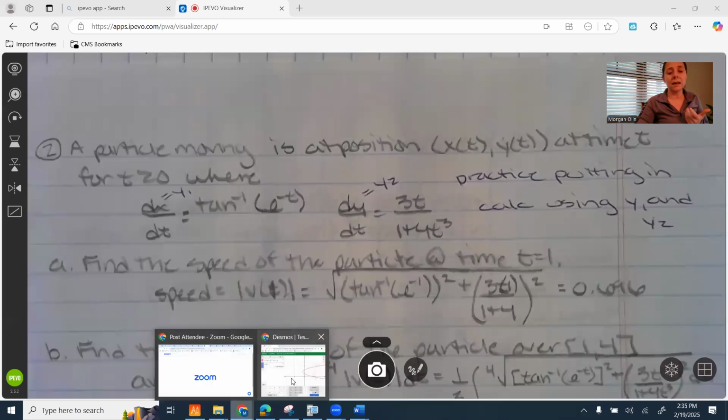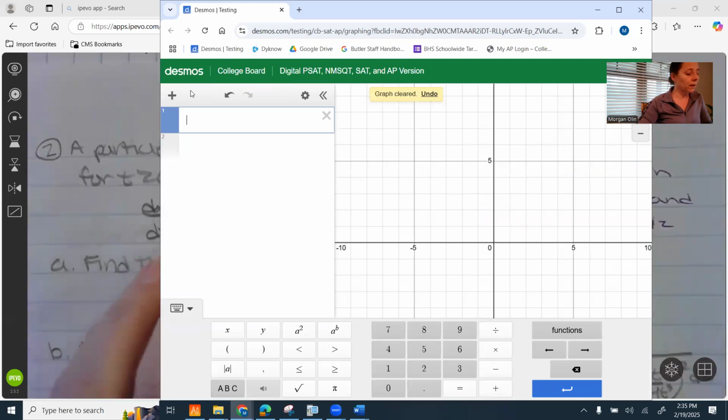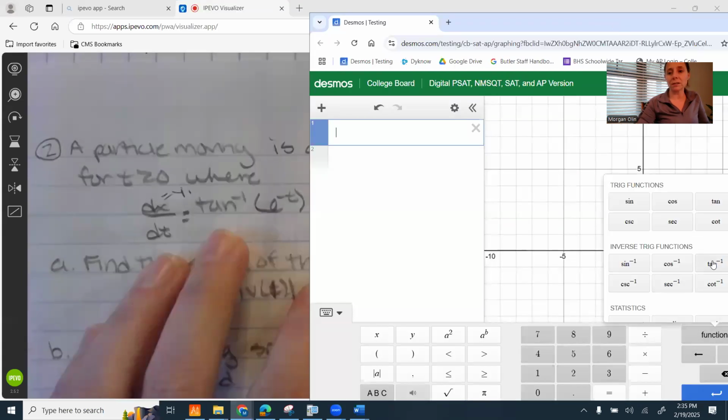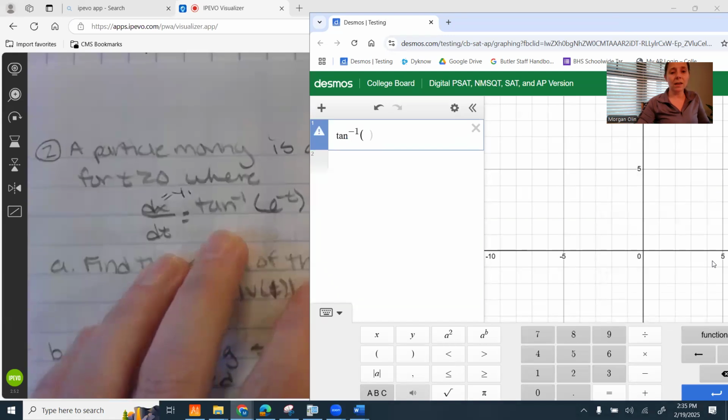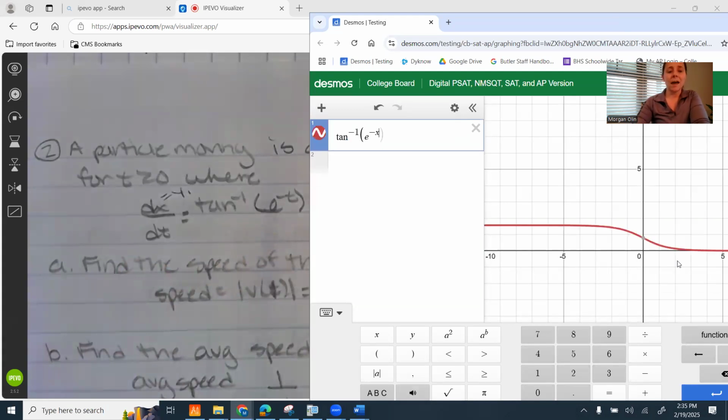Now, let's go. I want to do this in Desmos and see it. Okay, when we're plugging it in, we want to do tan inverse. Okay, so here we go. Remember, inverse tan is underneath functions. We do tan. Okay, and this is e. So you can just put e and then raise to the negative t. Okay, or actually, let's use x.